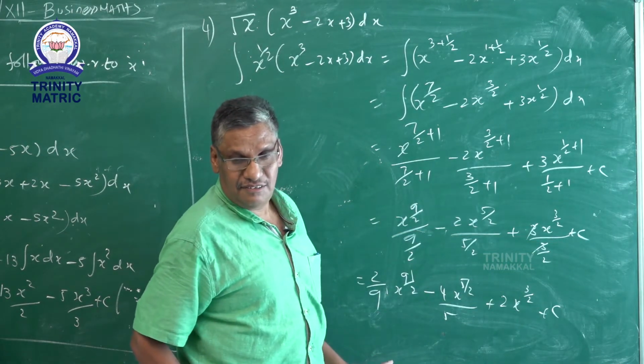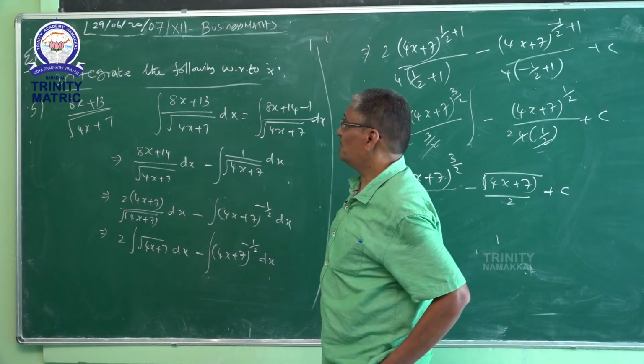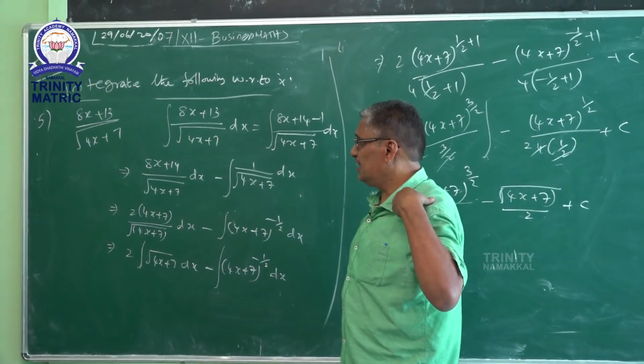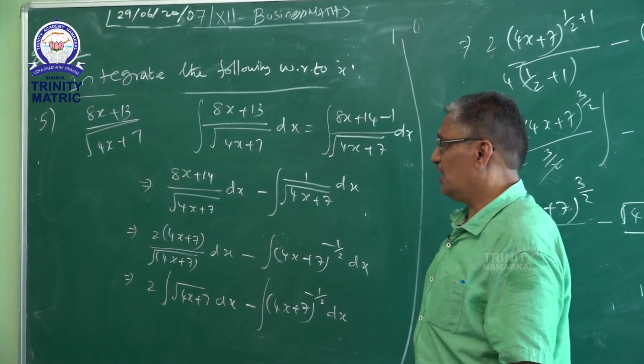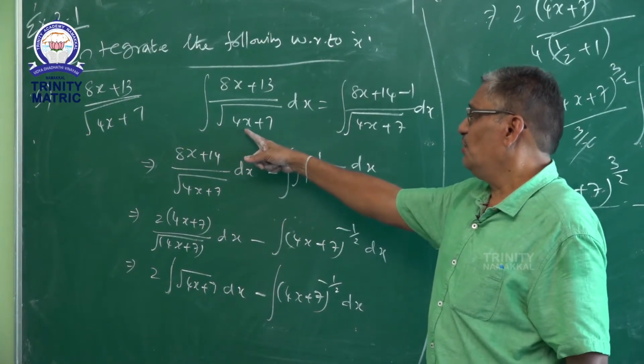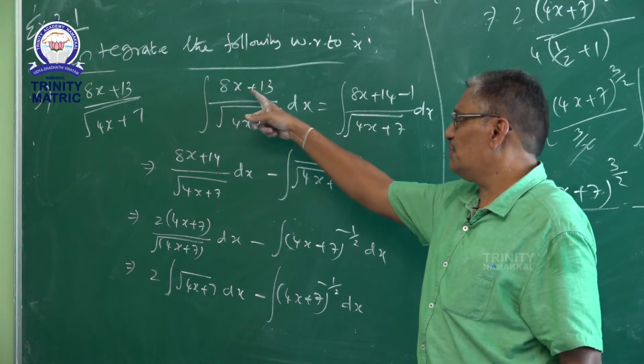That's all. We will go for the next sum. Integrate the following with respect to x. Fifth sum I am going to teach. What is the sum? 8x plus 13 by square root of 4x plus 7. You have to think over it here. In the denominator, what is there? 4x plus 7, since square root. In the numerator, 8x plus 13.